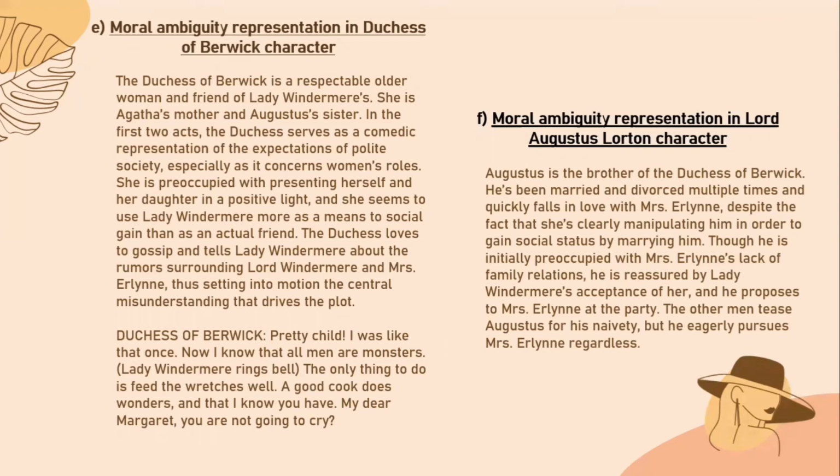E. Moral ambiguity representation in the Duchess of Berwick's character. The Duchess of Berwick is a respectable older woman and friend of Lady Windermere's. She is Agatha's mother and Augustus's sister. In the first two acts, the Duchess serves as a comedic representation of the expectations of polite society, especially in concert with woman's role.